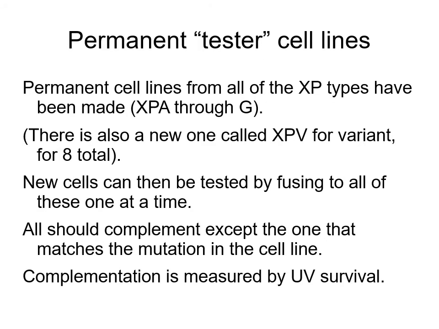All right, so there are permanent tester lines that are used from all the XP types, XPA through XPG. There's actually a new one called XPV. And so new cells can be tested by fusing to all of these one at a time. So everything should complement except the one that matches a mutation in the cell line. And we'll see that in a second. And complementation, again, is measured by our ability to survive the UV light.